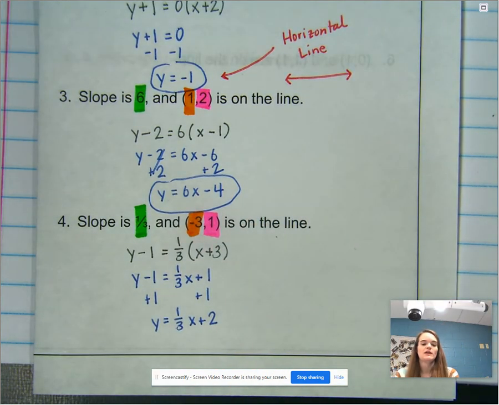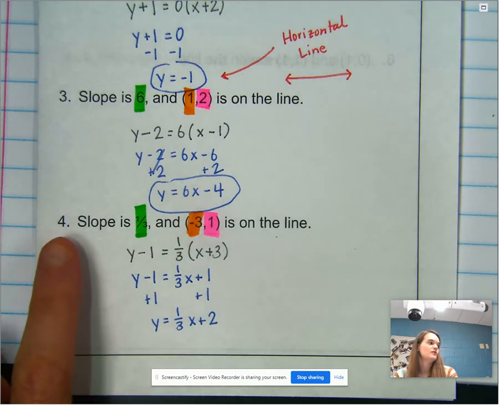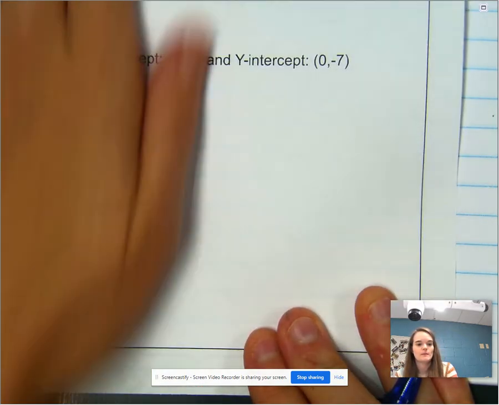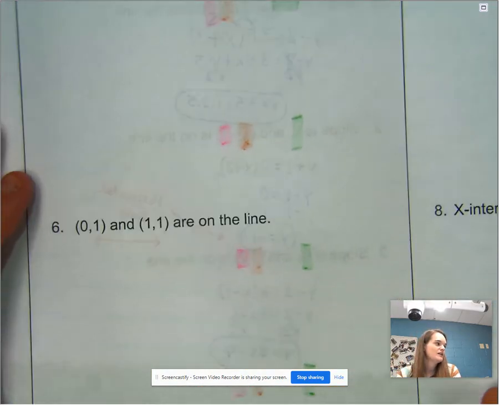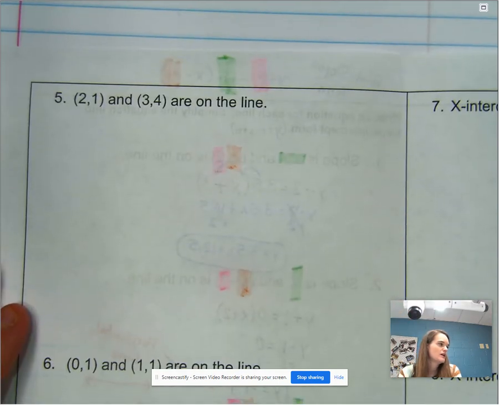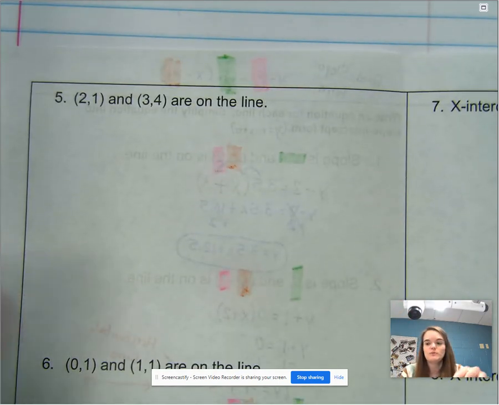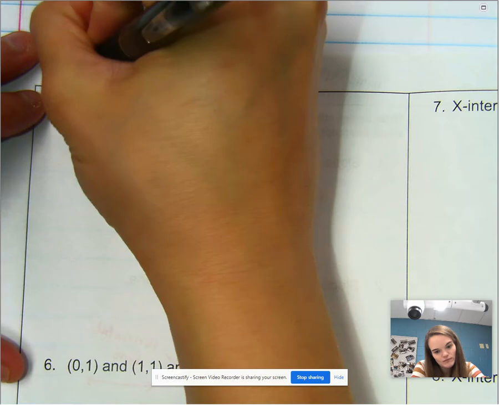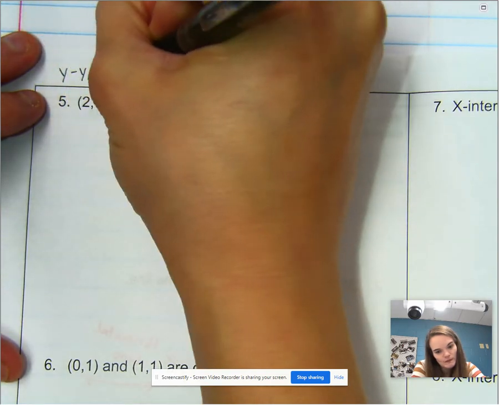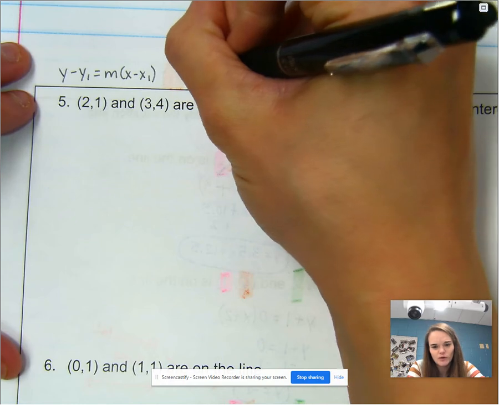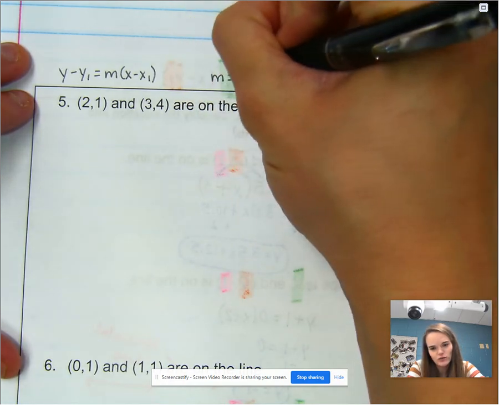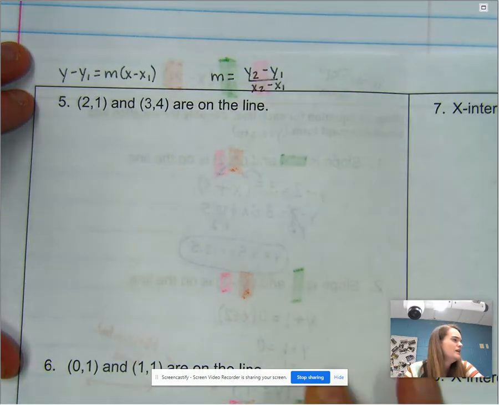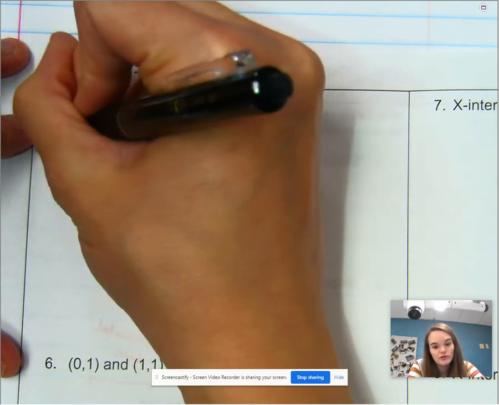Okay, we are going to be doing the same thing even on the inside. However, we will not always be given the slope and a point. We're going to be given some other things in just a second. So open this up. On 5 and 6, we are given 2 points, which means not only do we need this, but we also need the slope formula, which is m equals y2 minus y1 over x2 minus x1. Our steps are going to be, first, find the slope.